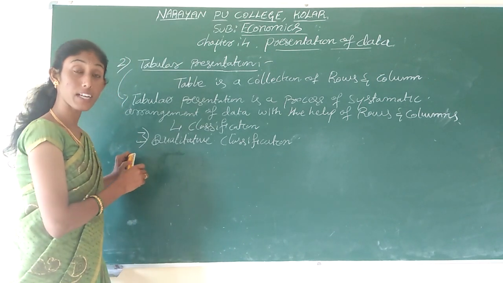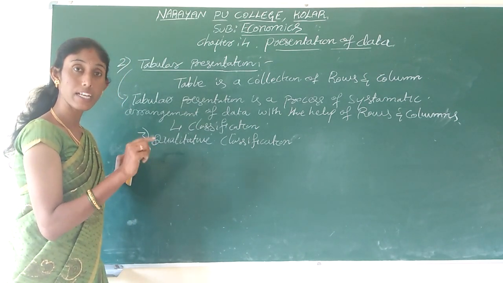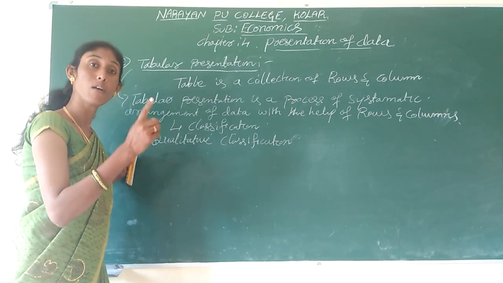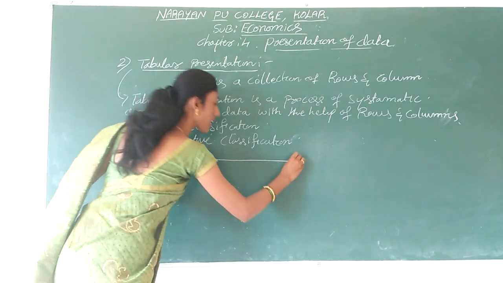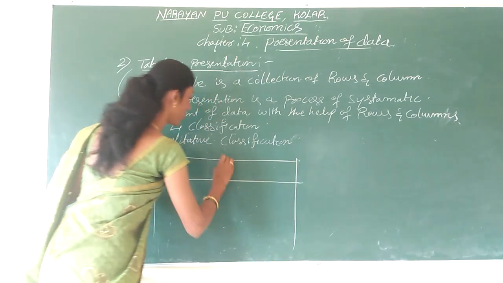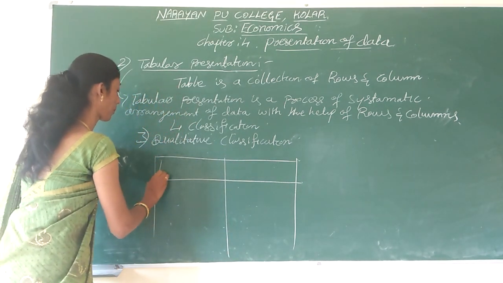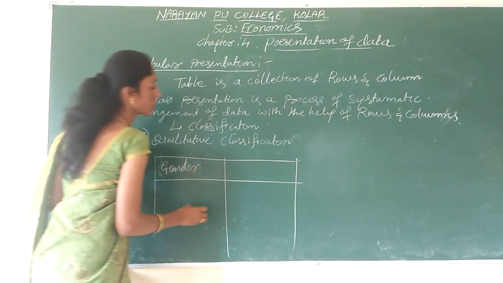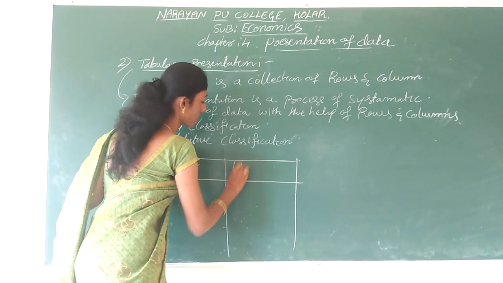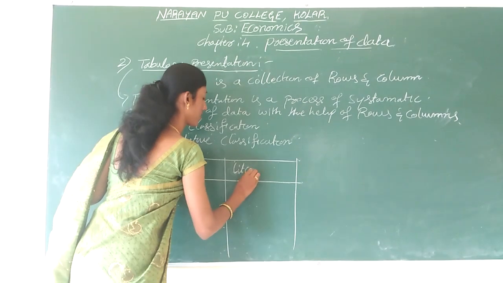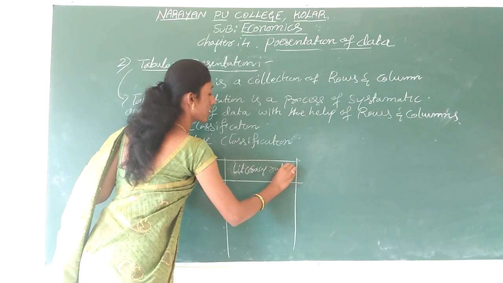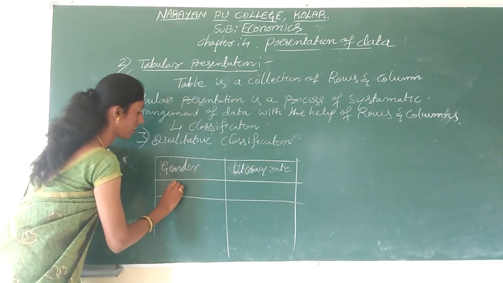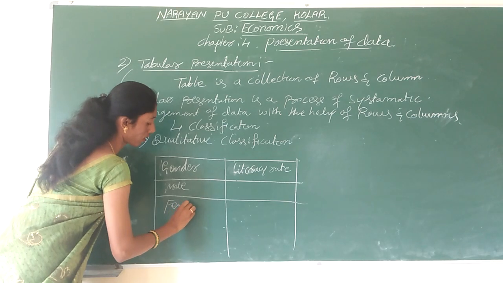For example, if we take the literacy rate of India in male and female, to present the literacy rate we will have two columns. One is gender, and the other is literacy rate. Here, male, next female.